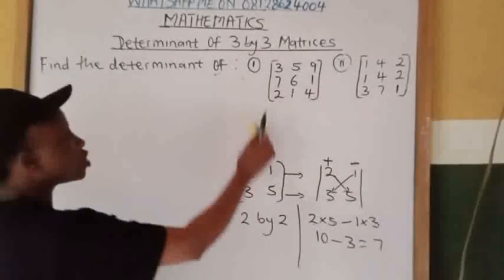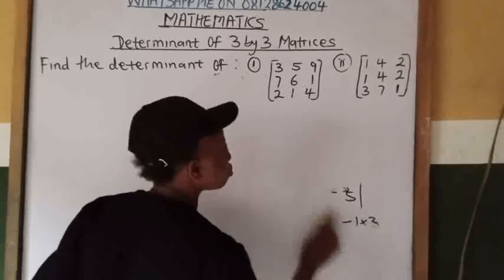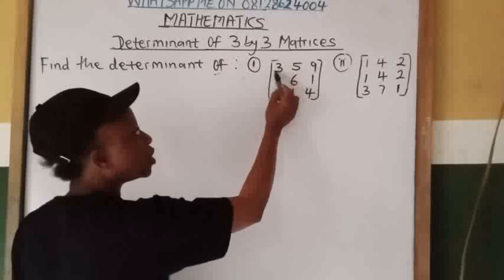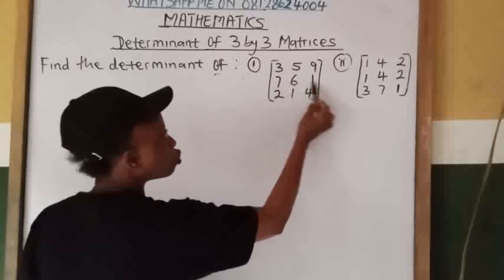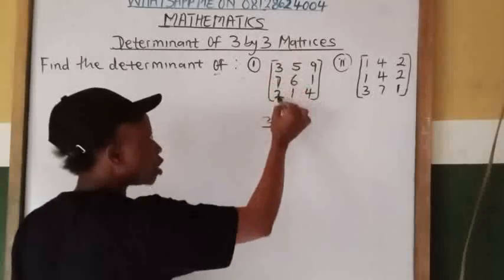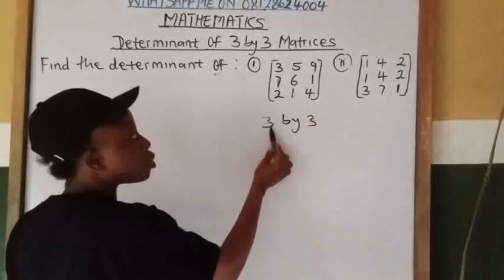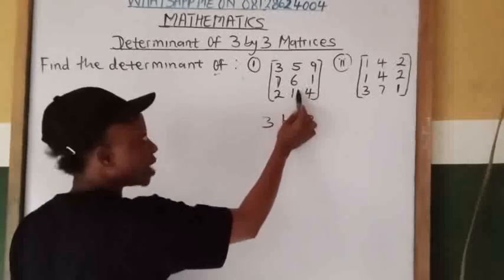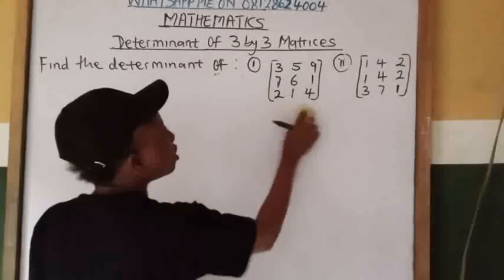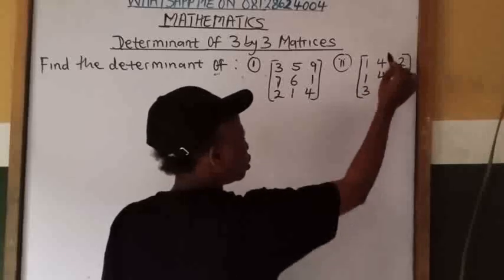So let's talk about 3 by 3 matrices. This one consists of 3 rows, 1, 2, 3, and then 3 columns, 1, 2, 3. That is why we call this a 3 by 3 matrix. This one too is an example of a 3 by 3 matrix because we have 3 rows and 3 columns.